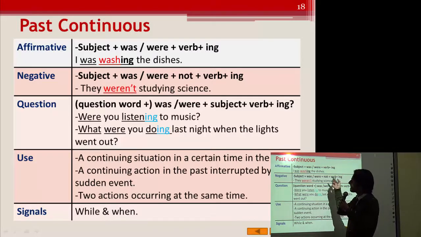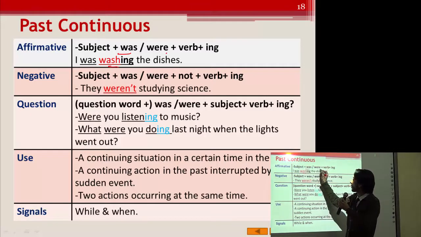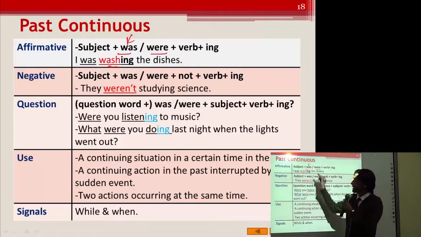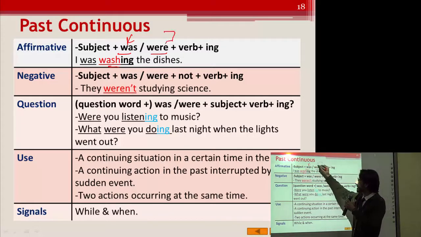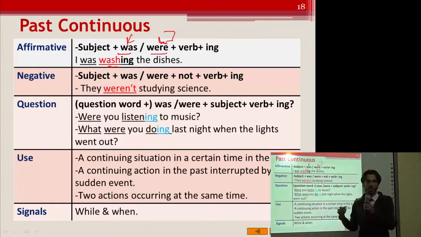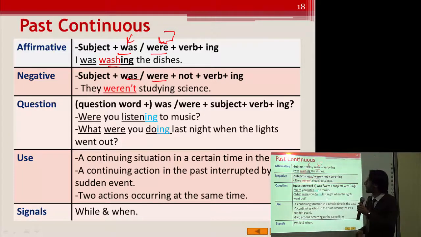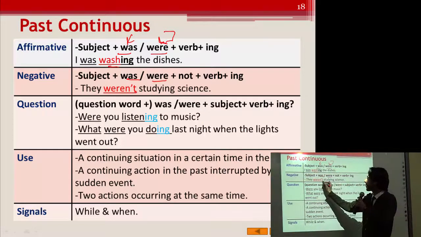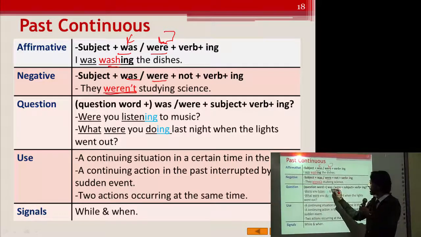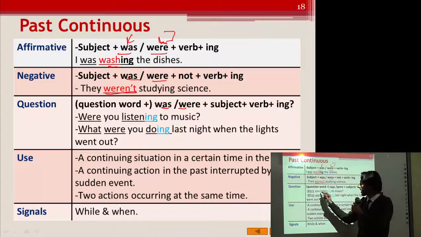Okay, past continuous. The past continuous form in the affirmative is subject, was or were, plus verb plus ing. Was is used in case of a singular subject and were in case of a plural subject. For example, I was washing the dishes. In negative form, just add not to the was or were. For example, they weren't studying science. In question form, you start with was or were in case of yes-no questions. For instance, were you listening to music?